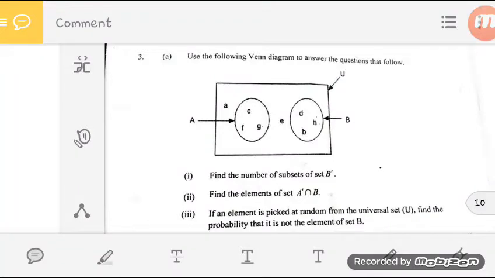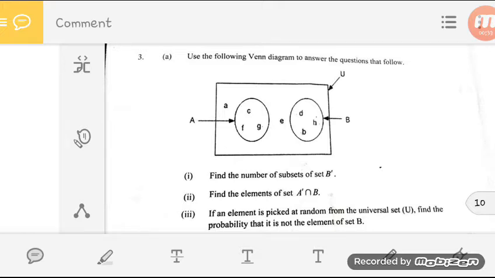So today we're going to solve NECTA 2019 question number 3A. The question says: using the following Venn diagram, answer the questions that follow. You have a Venn diagram with set A, set B, and a universal set U, and all of these sets A and B are inside this universal set, inside the box.